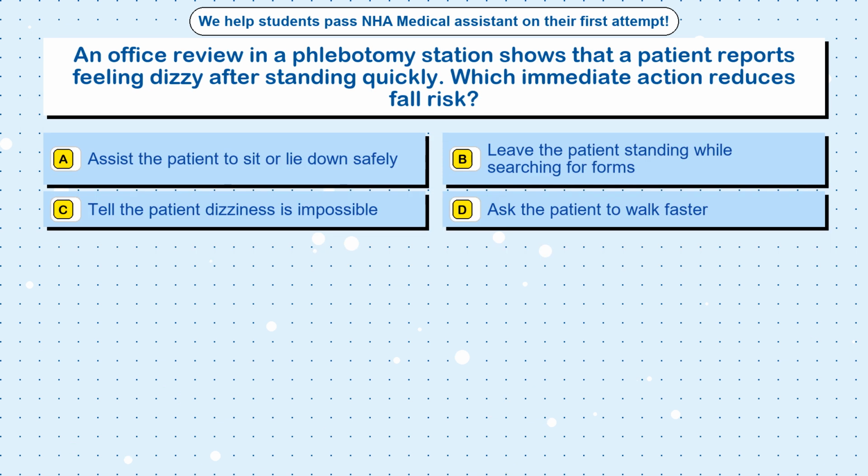Question 76. An office review in a phlebotomy station shows that a patient reports feeling dizzy after standing quickly. Which immediate action reduces fall risk? Option A. Assist the patient to sit or lie down safely. Option B. Leave the patient standing while searching for forms. Option C. Tell the patient dizziness is impossible. Option D. Ask the patient to walk faster.